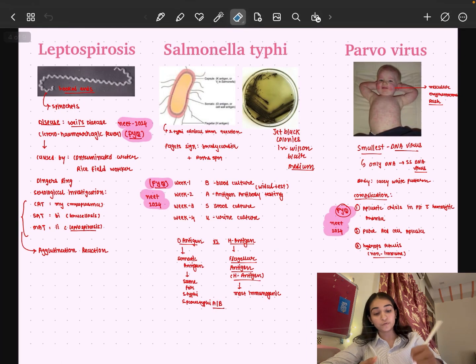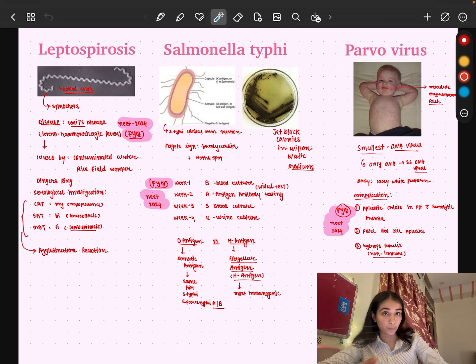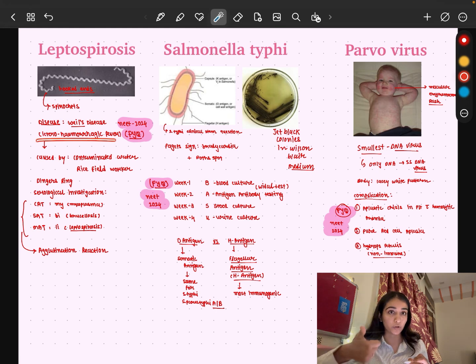So the first topic of the day is leptospirosis. Now, leptospirosis is mainly causing your icterohemorrhagic fever. So what do we mean by icterohemorrhagic fever? First things first, ictero means you have jaundice, and then you have hemorrhagic fever, so you have some sort of hemorrhagic manifestation. You can have hematuria, or you can have hemoptysis. Any sort of hemorrhagic manifestation counts here. So icterohemorrhagic fever, and obviously you will have fever.